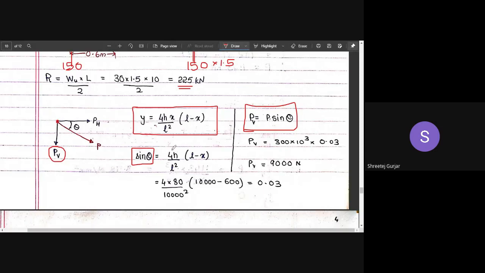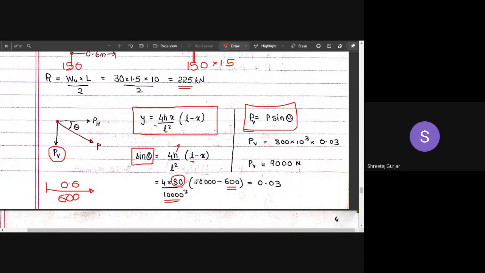Okay, what is h over here? h is nothing but the eccentricity, which is 80. L is the span of your beam, that is 10 meters. And x is the distance from your support, which is given as 0.6 meters, that is nothing but 600 mm. Okay, that we have substituted, no problem.